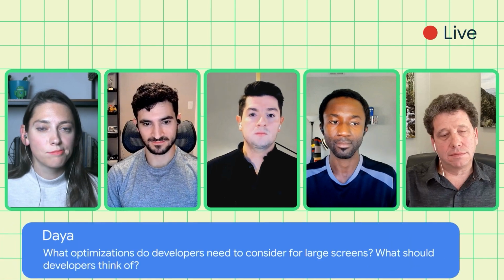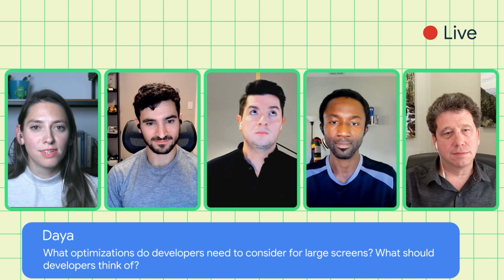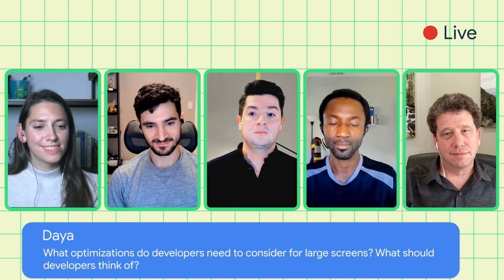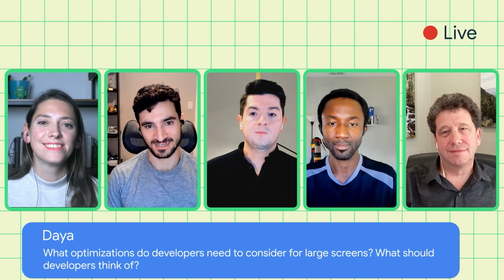We can go then to the next question. What optimizations do developers need to consider for large screens? What should developers think of? Daniel, do you want to take this one? Sure, that's a great question.